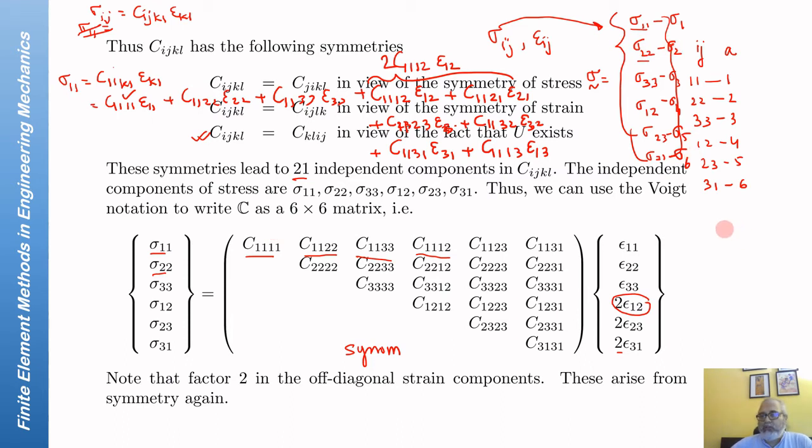Now, the way we will do it is we first have the mapping. Suppose I want to find the mapping between sigma 3 and epsilon 1. From the mapping here, I know 3 is sigma 33 and 1 is epsilon 11. So these two are connected by C3311. What I mean is C3311 is the component here.